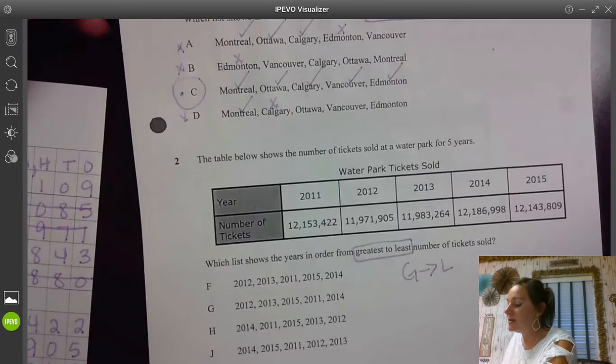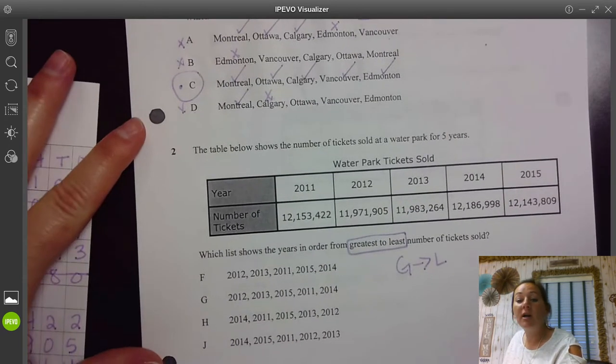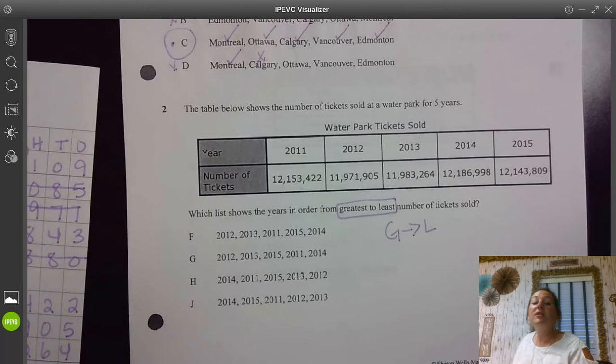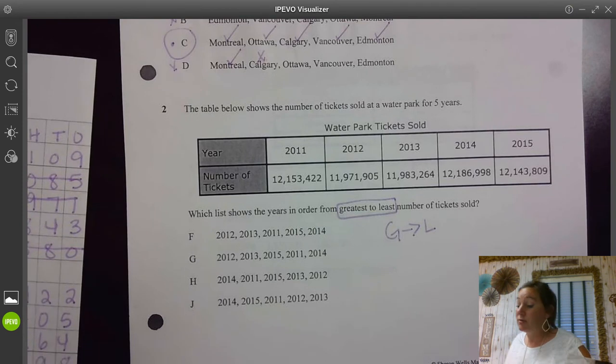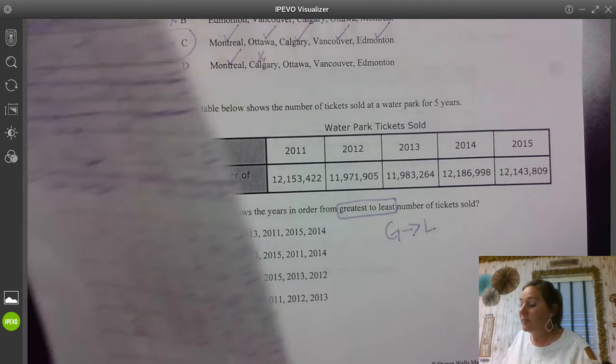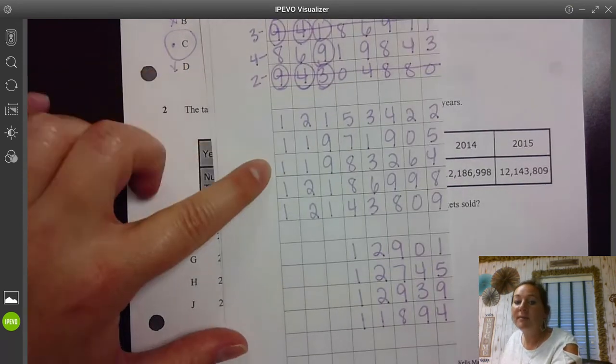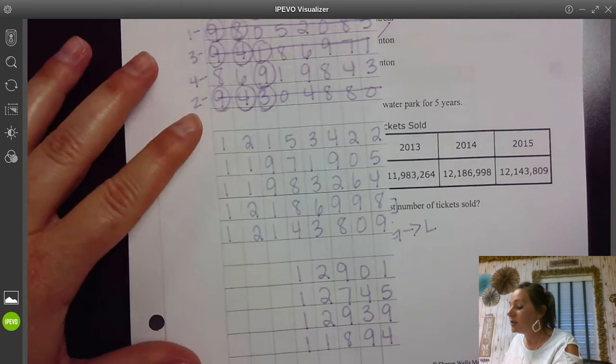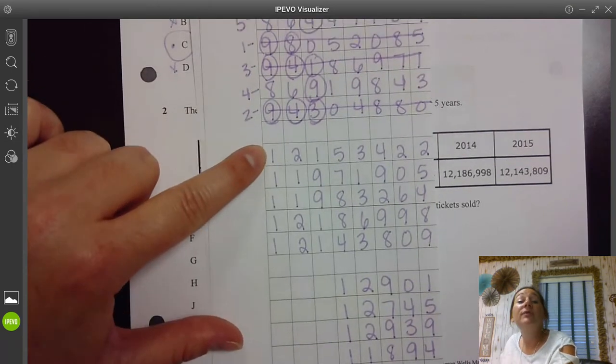The table below shows the number of tickets sold at a water park for 5 years. Which list shows the years in order from greatest to least? Box it, circle it, highlight it, do something. Leave your brain a note. So we're doing greatest to least. Well, I went ahead and entered them in my grid paper just to save me some time. So I'm doing greatest to least. Well, start in the greatest place value.